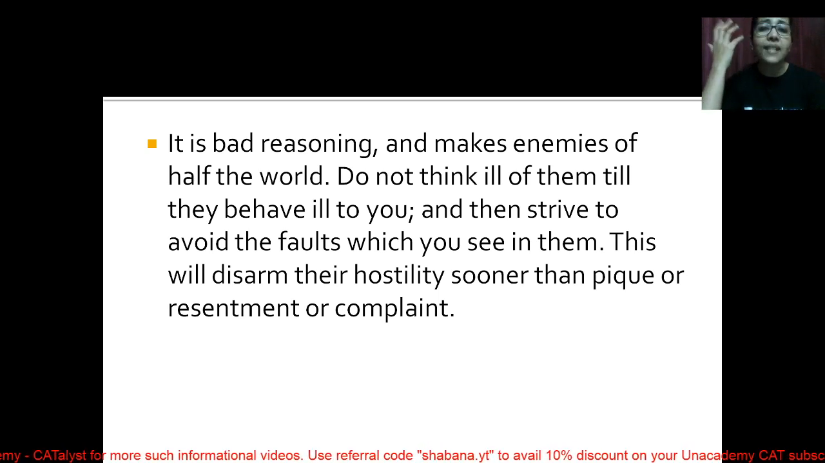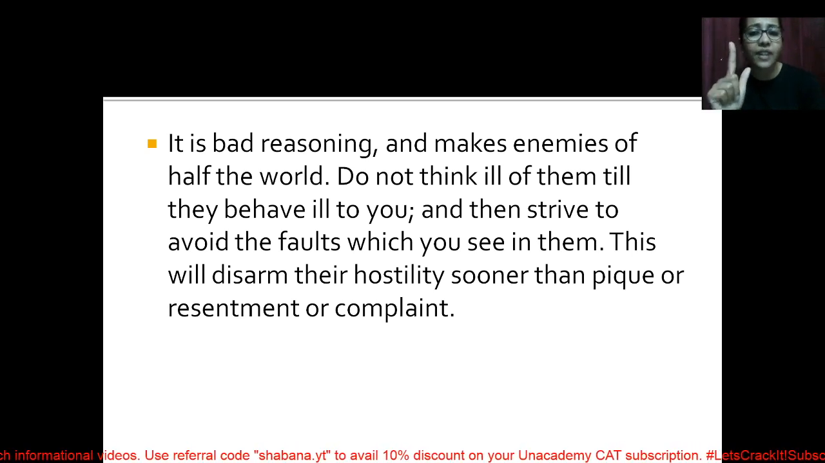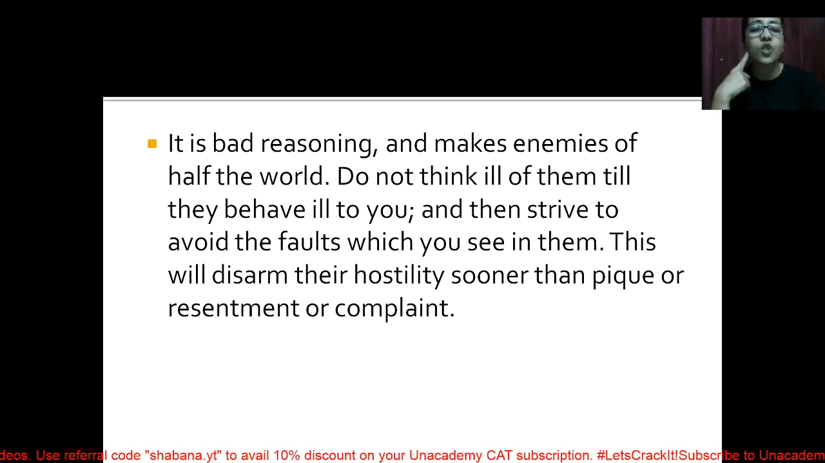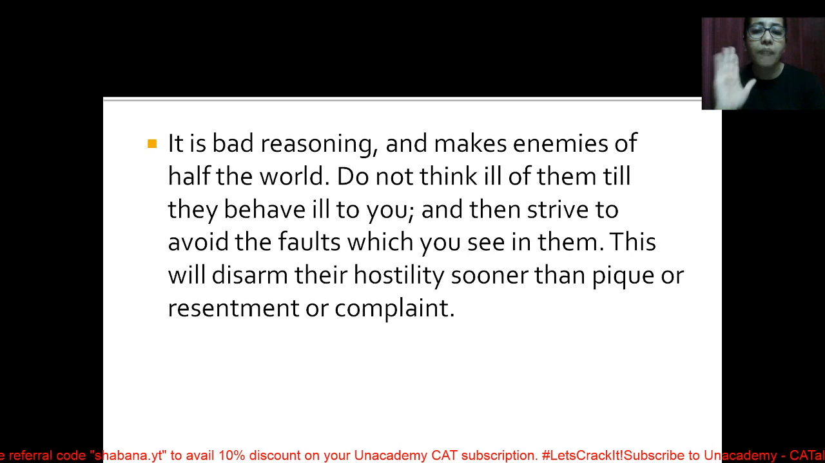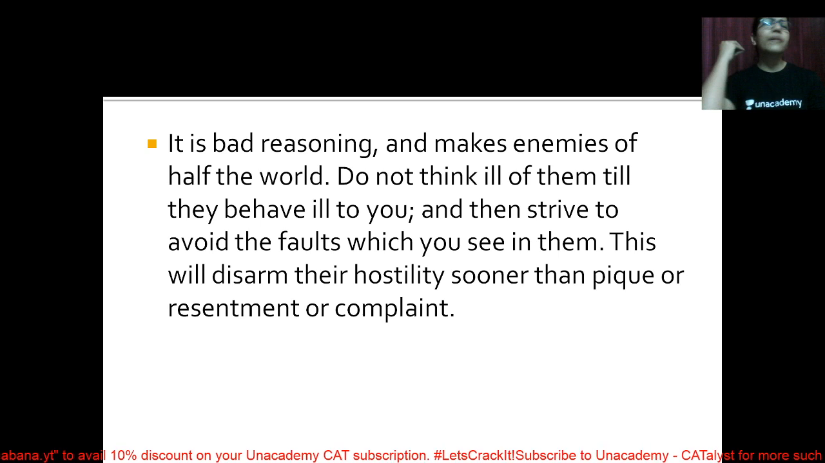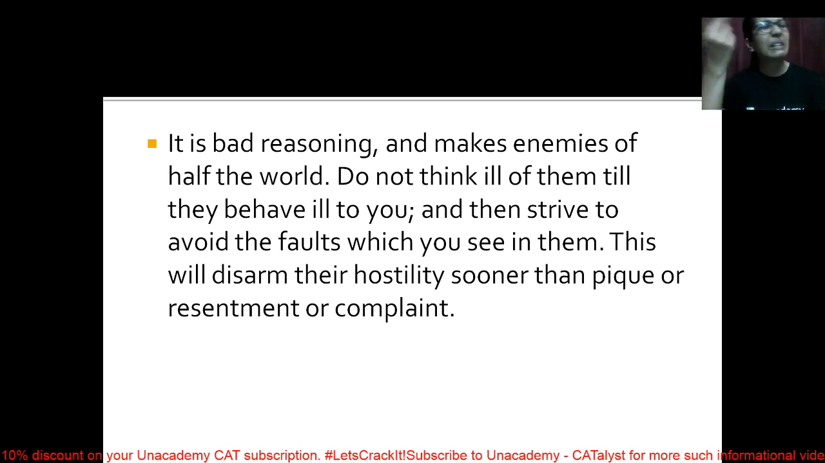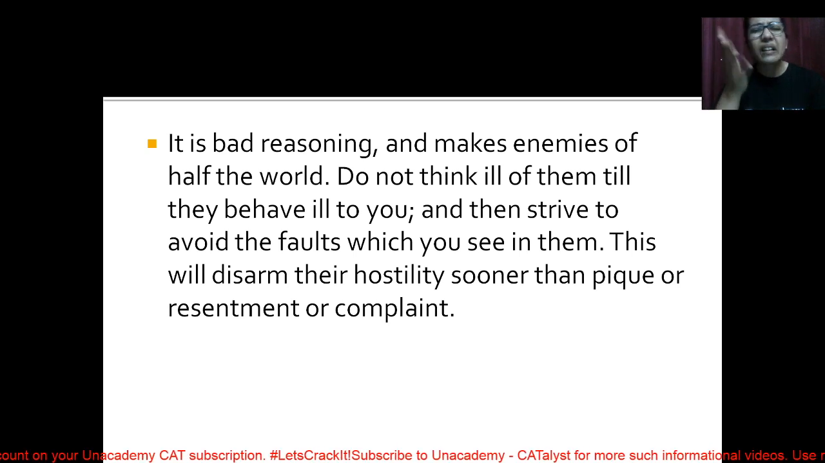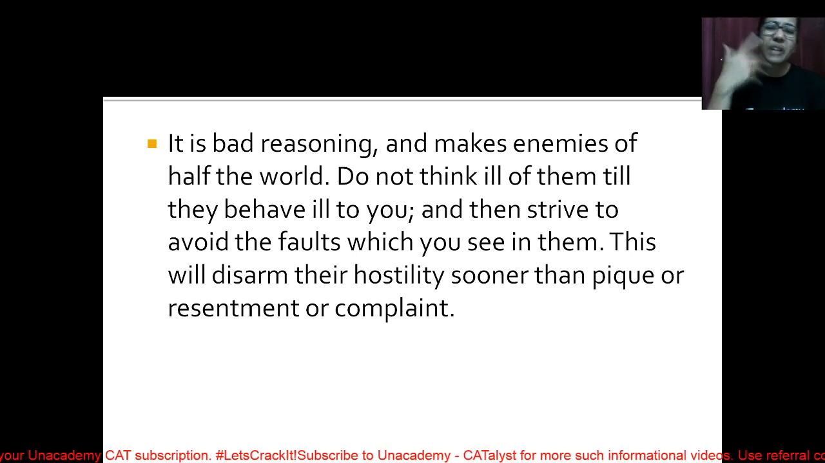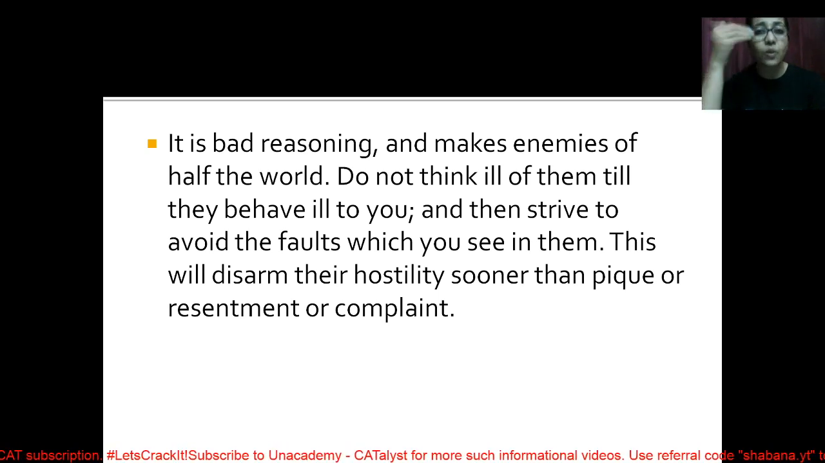No, I have always said the paragraph has the most important portion hidden in the last 3 lines. Do not think ill of them till they behave ill to you, and then strive to avoid the faults which you see in them. This will disarm their hostility sooner than pique or resentment or complaint. Bhai, padh ke seedha mere dimaag mein ek cheez aa gayi. Ye hame bol raha hai Mother Teresa ban jao. Koi mare aakar ke to aap uska bura mat socho. You know, you kind of try to analyze their flaws and think that okay, fine. Aisa ye process hua mere dimaag mein.